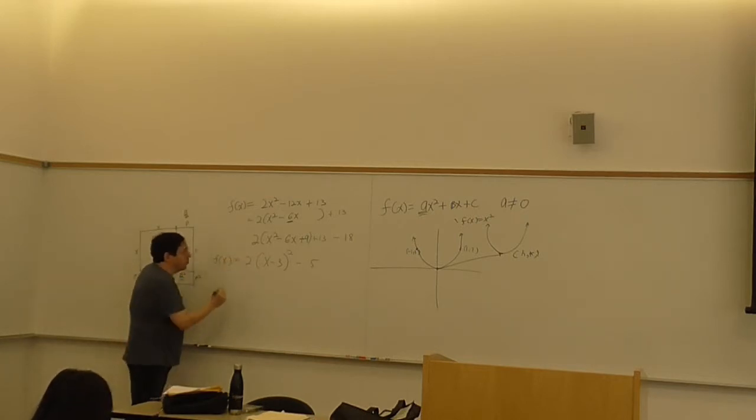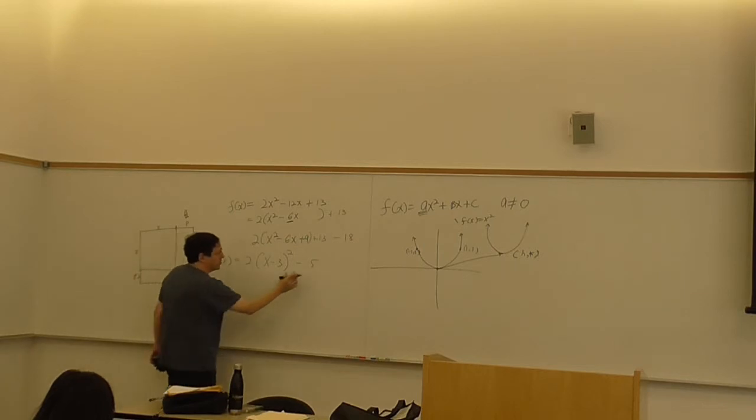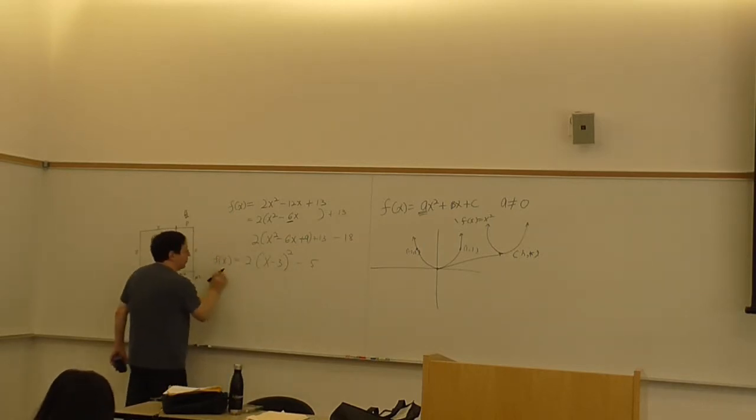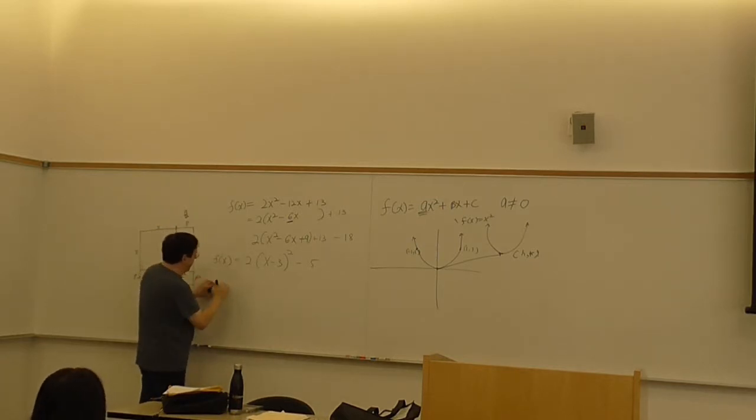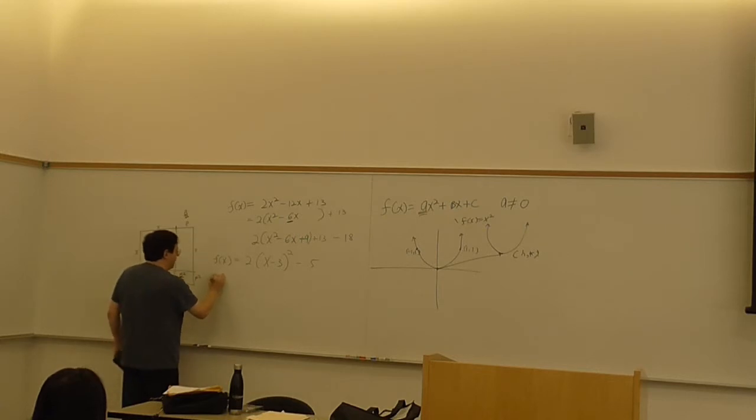And now I just want to do one more thing. I actually want to bring the 5 over to this side. Since we're drawing a graph on an x-y axis, instead of saying f of x, I'm going to say y.